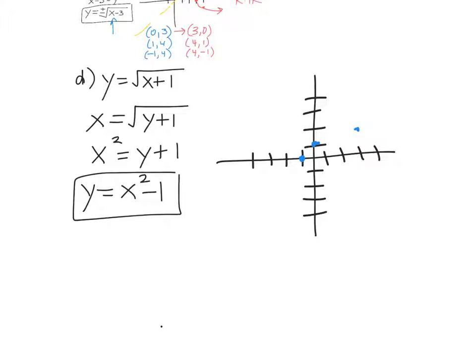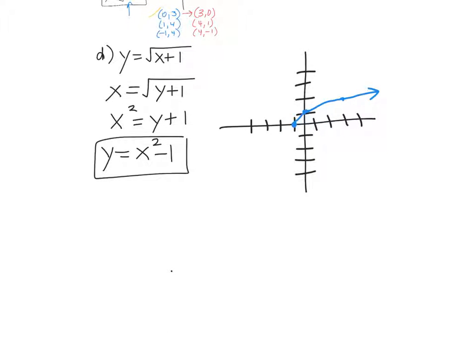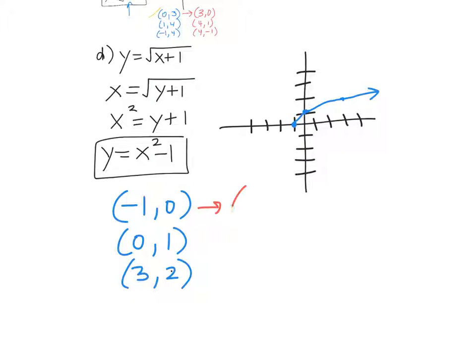Okay, so here we go. This is going to be the graph of my inverse. Now, I'm going to take those 3 points that are really nice, -1, 0, 0, 1, and what was that? 3, 2. And I'm going to switch them all. Okay? We switch all of these. So this is 0, -1. 1, 0, and 2, 3.